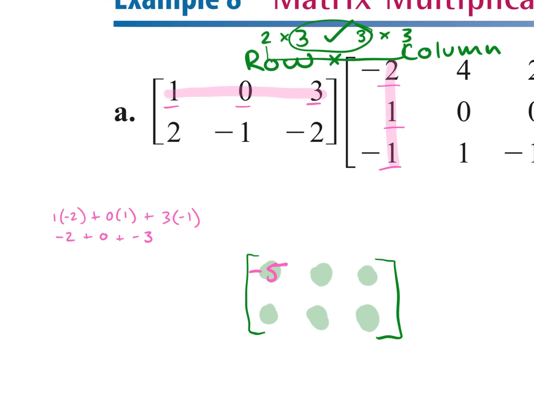Let's move on to the second spot now. So we're going to stick with the first row. Second column. So we have 1 times 4, first number times the first number. Second number times the second number would be 0 times 0. Plus the third number times the third number, 3 times 1. So 4 plus 0 plus 3. What's 4 plus 0 plus 3? 7. Awesome.